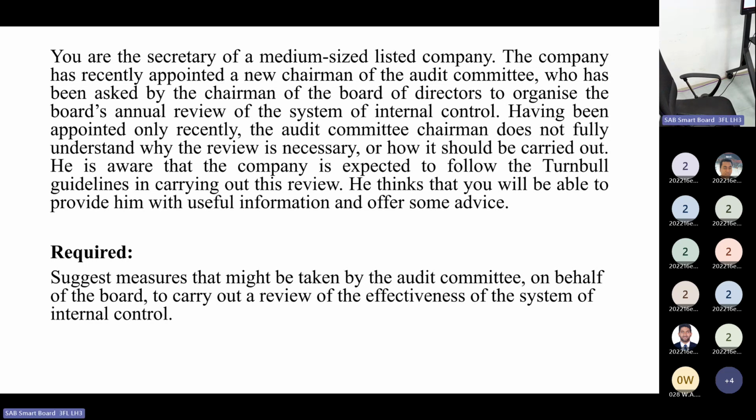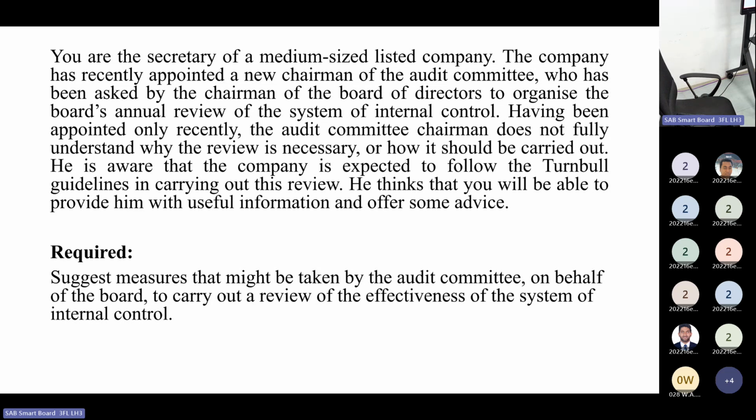The audit committee chairman has been appointed only recently and does not fully understand why the review is necessary, or how it should be carried out. He is aware that the company is expected to follow the guidelines in carrying out the review. He thinks that you will be able to provide him with useful information and offer some advice. Now, this is about reviewing your internal control system, which the audit committee is supposed to do.